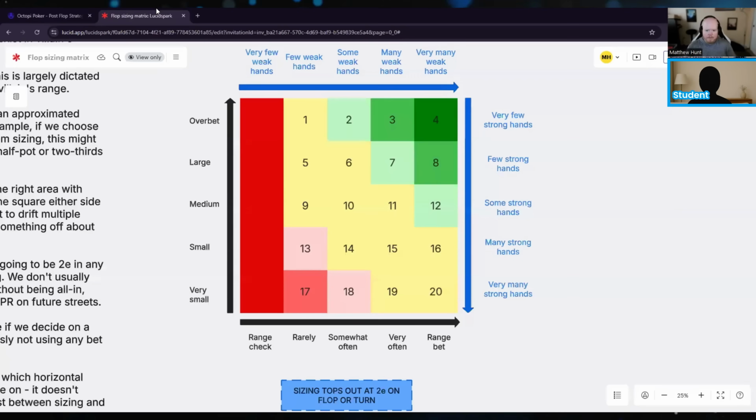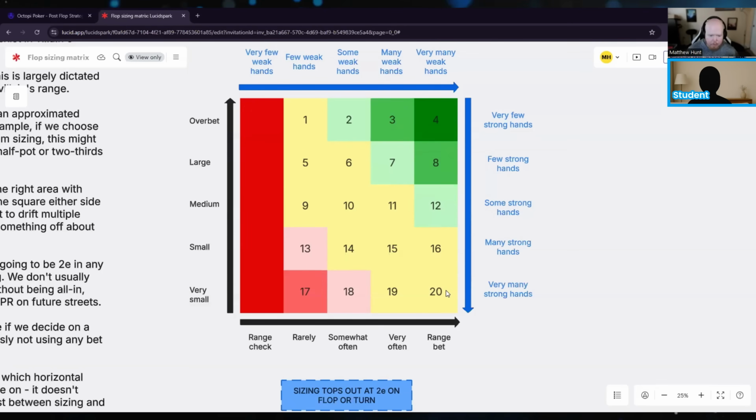So if we go back over here, in terms of the number of strong hands in our opponent's range, I think it's reasonable to assume that it's certainly not this top category, right? They're certainly not in the very few strong hands category, certainly not in the few strong hands category, because we know they can have all those 2 pairs and stuff. But we also probably wouldn't put them in these bottom 2 categories either, these many strong hands or very many strong hands, right?